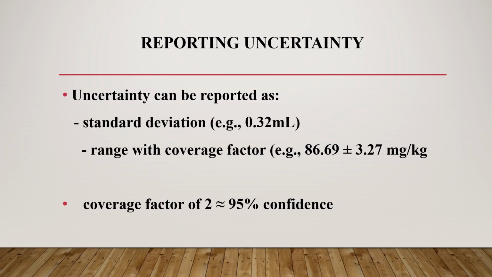Reporting uncertainty. There are two main ways to report uncertainty. First, as a standard deviation, for example, saying a batch of flasks has a volume uncertainty of 0.32 ml. More commonly, we report a range like 86.69 plus or minus 3.27 milligram per kg. That plus or minus 3.27 is twice the uncertainty, known as the coverage factor of 2. This means we are about 95% confident that the true value lies within the range. It's a simple but powerful way to communicate reliability.